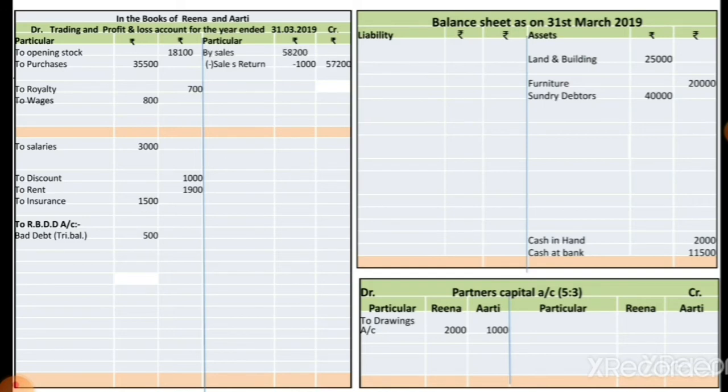Next, the debit balance list is finished. Now we see the credit balance list. First of all, sales is there, so for sales we gave a space on the trading account credit side. Sales we recorded on the credit side as by sales 58,200. Below that we already record the sales return in the second row. So here we deduct that 1000 from the sales amount, that is 58,200 minus 1000, and in the outer column we recorded the net sales amount, that is 57,200.